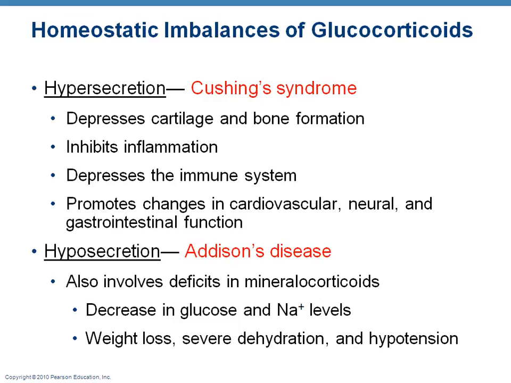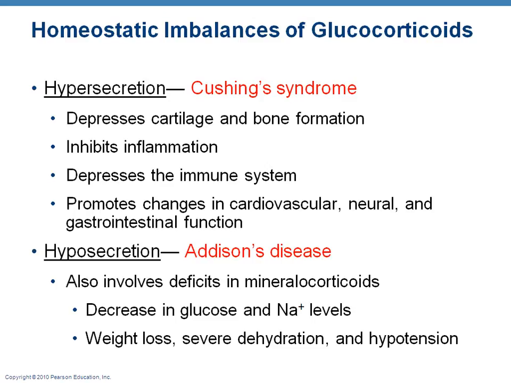So again, let's go back and talk about homeostatic imbalance, hypersecretion and hyposecretion. Hypersecretion is too much. So if you're secreting too much cortisol, you have something called Cushing's syndrome. And this is going to do a couple of things. It's going to decrease cartilage and bone formation. It's going to inhibit inflammation. It's going to depress the immune system. And it's going to promote changes in cardiovascular, neural, and even your gastrointestinal or stomach to intestinal functions.